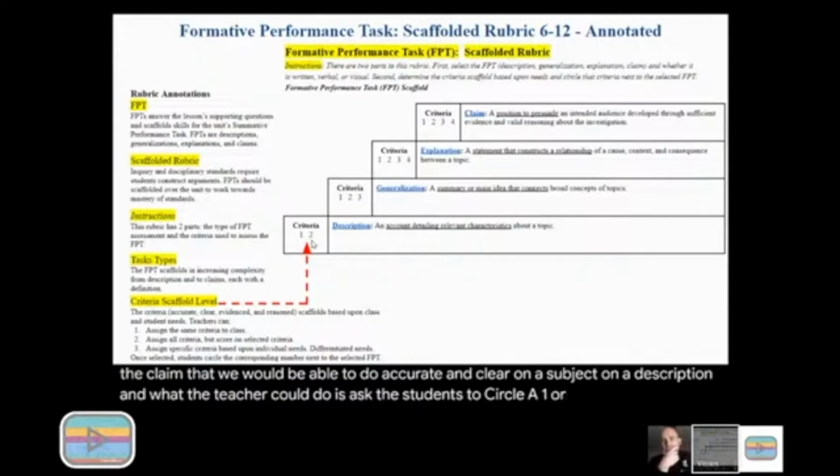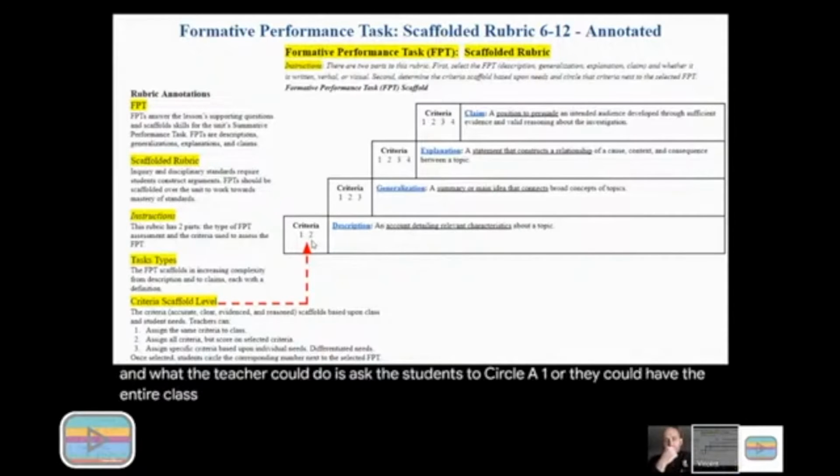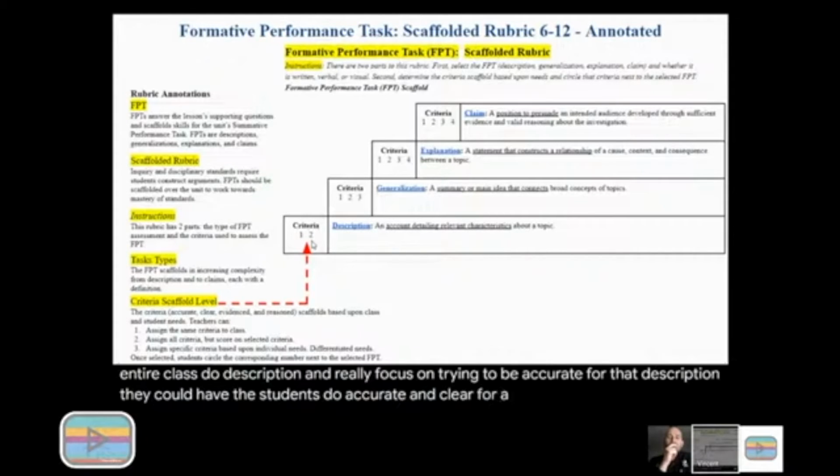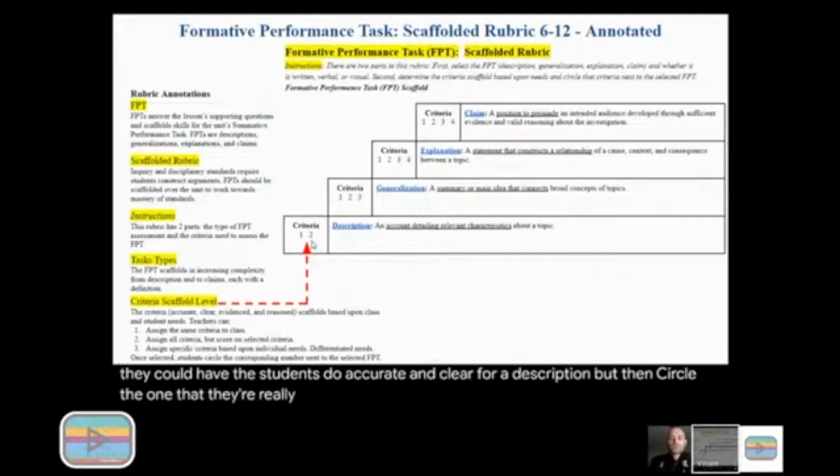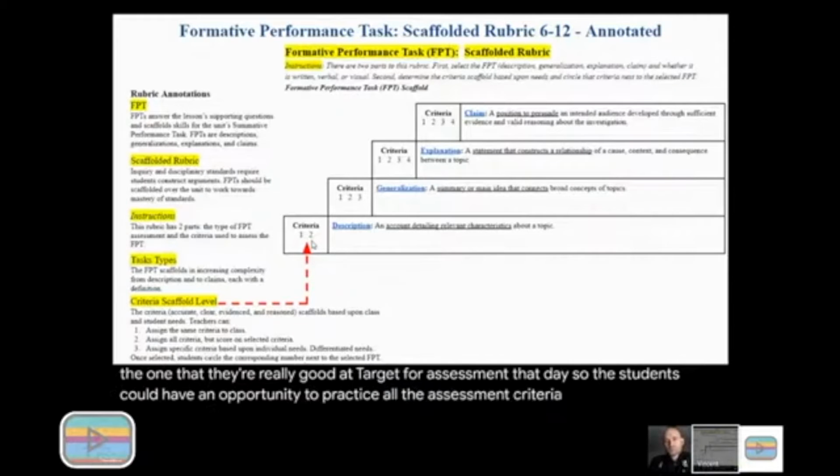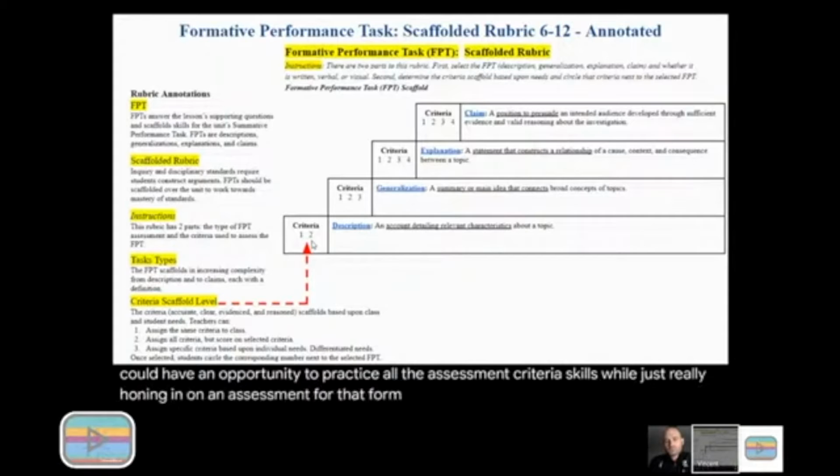They could have the entire class do description and really focus on trying to be accurate for that description. They could have the students do accurate and clear for a description, but then circle the one that is the target for assessment that day. So the students could have an opportunity to practice all the assessment criteria skills while just really honing in on an assessment for that formative task on one specific skill while they're still having an opportunity to practice.